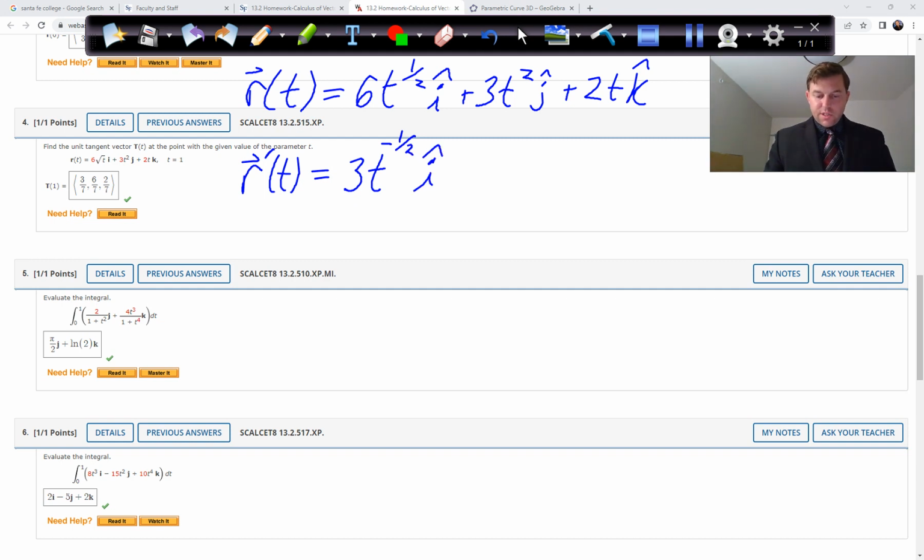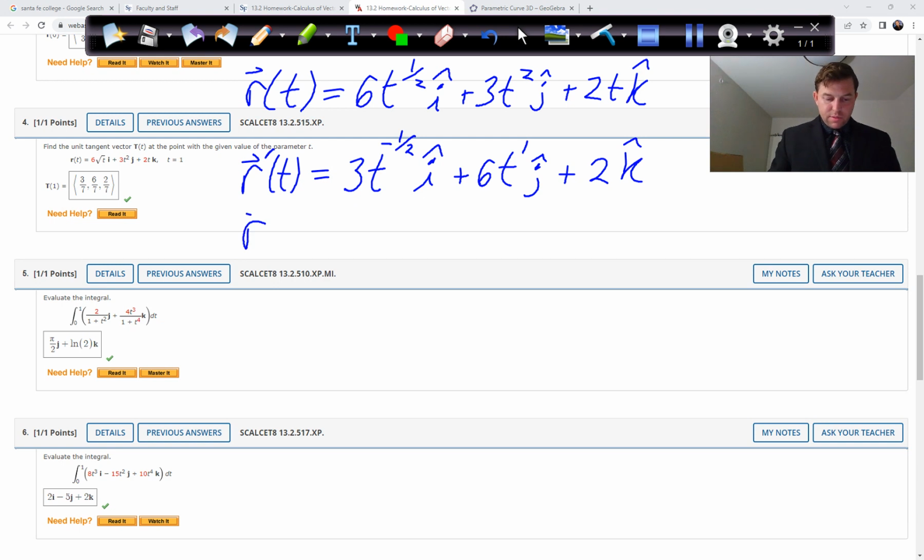The derivative of 3t squared is bring the 2 down into the 3, doubles it into 6, and then subtract 1 from 2, it becomes t to the 1st power in the j direction. And then plus the derivative of 2t would just be 2 in the k direction.